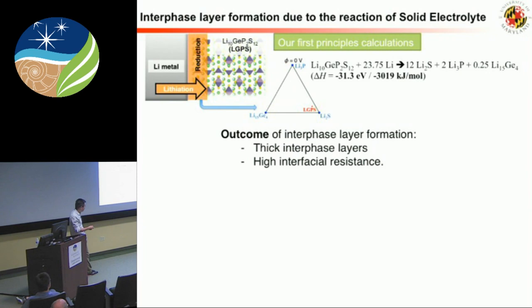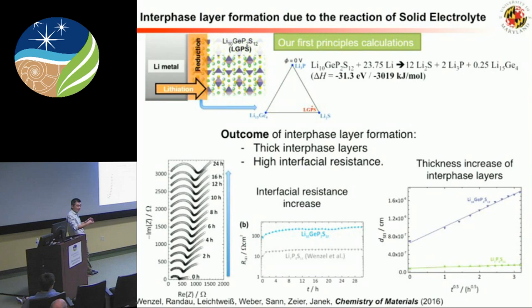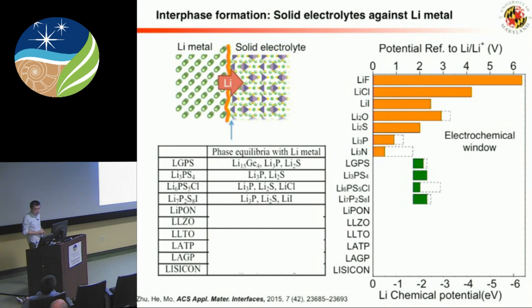And this can be a big problem. As we mentioned, if you have something formed at the interface, they will form a new phase, an interface layer, and this is going to grow, leading to high interfacial resistance.